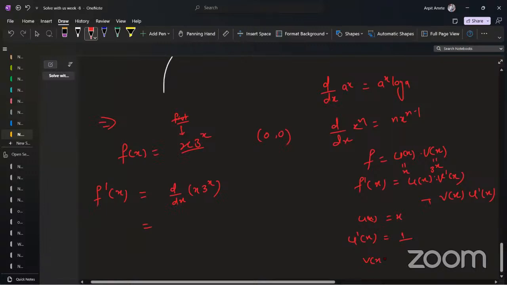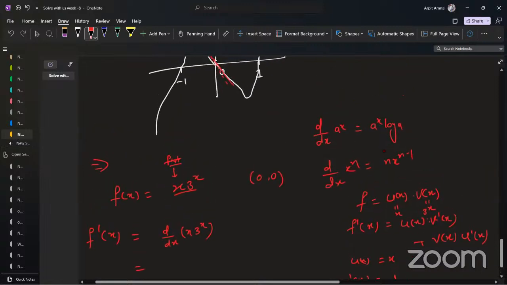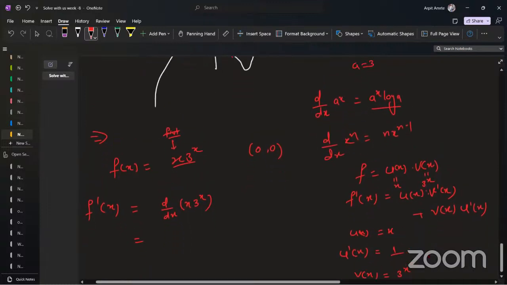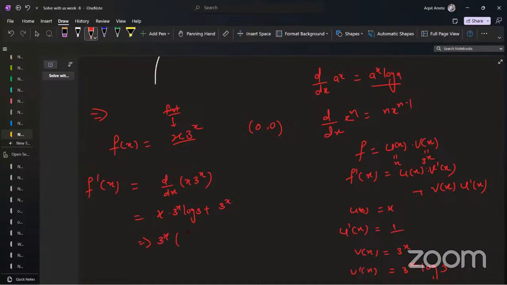And if v(x) is equal to 3 raised to the power x, then what will be my v prime x? For this formula, here a is equal to 3, so it will be 3 raised to the power x log 3. So f prime x will be x into 3 raised to the power x log 3, plus 3 raised to the power x. Now take 3 raised to the power x as common. What you will get is 3 raised to the power x into (x log 3 plus 1). Okay.